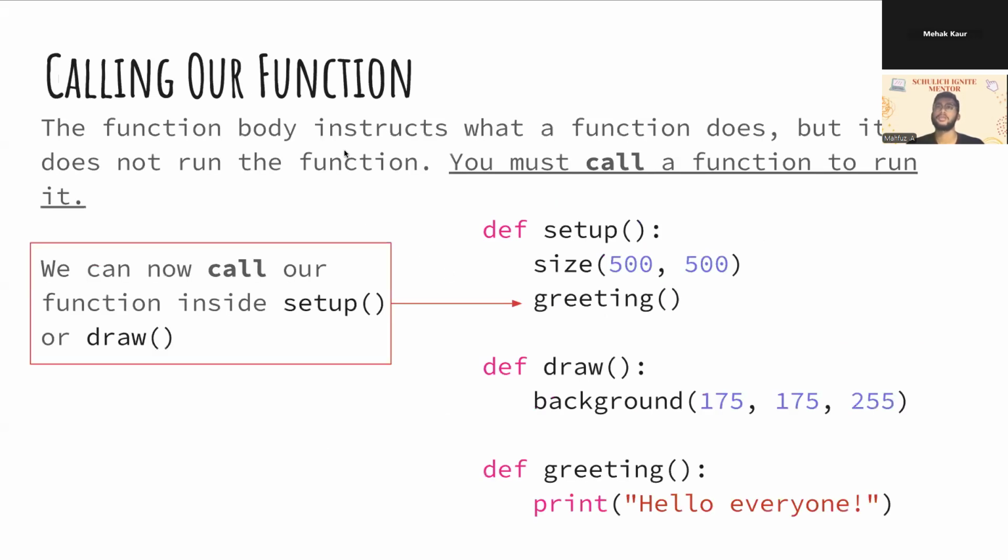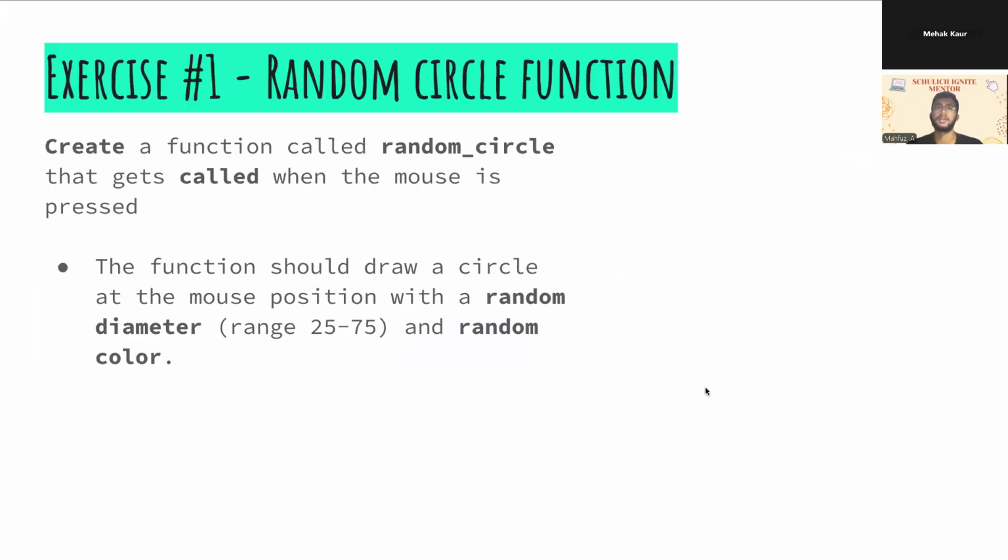The function body instructs what a function does, but it does not run the function. You must call a function to run it, right? So even if we just put def greeting down here, if we don't utilize it inside of our setup or our draw, then it actually won't run. So we can call our function inside of the setup or draw. When we do that, right at the beginning in the setup function, it will be called and it will print out hello world to the console.